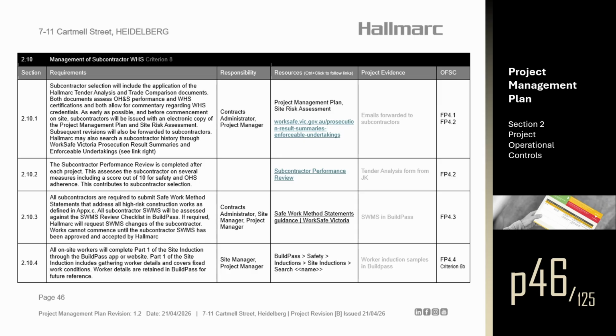Section 2.10.3. All subcontractors are required to submit safe work method statements that address all high-risk construction works as defined in Appendix C. All subcontractor SWIMS will be assessed against the SWIMS review checklist in BuildPass. If required, Hallmarc will request SWIMS changes of the subcontractor. Works cannot commence until the subcontractor SWIMS has been approved and accepted by Hallmarc.